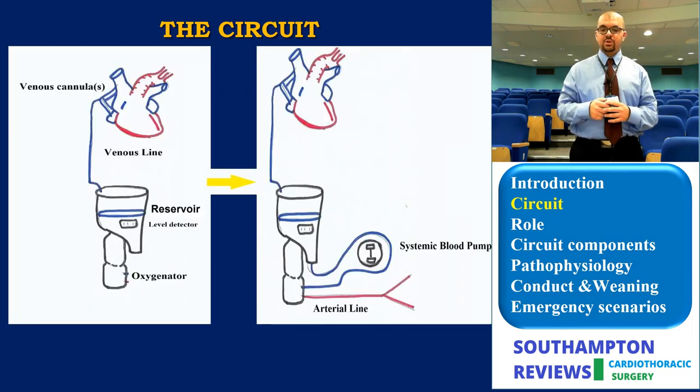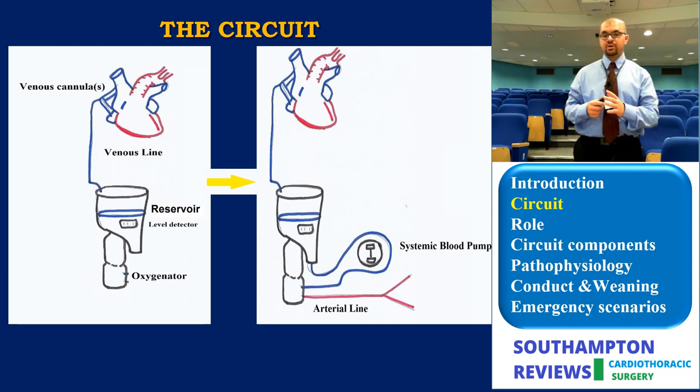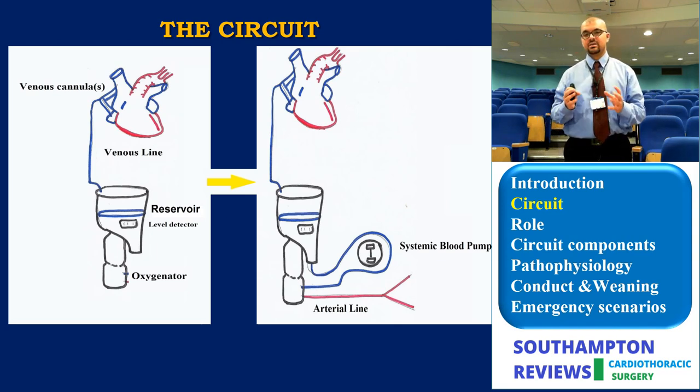Just to put a few labels on the pictures, as you can see, the main circuit starts with the venous cannula, venous line, then the reservoir and oxygenator. As we go, there are always safety adjuncts to protect the circuit from unintentional faults. For instance, there is a level detector. Once the level falls below that, the pump automatically shuts. Then we have the systemic blood pump arterial line.